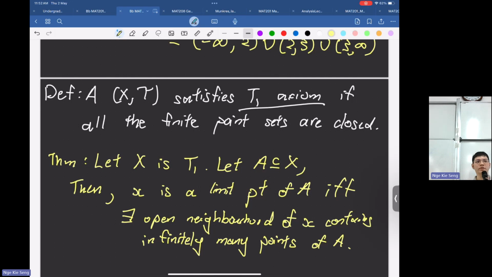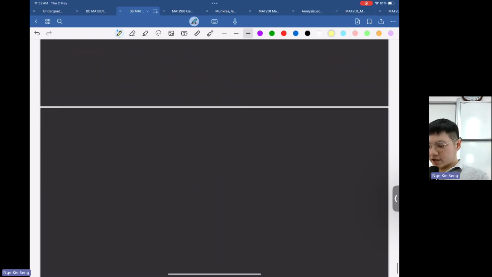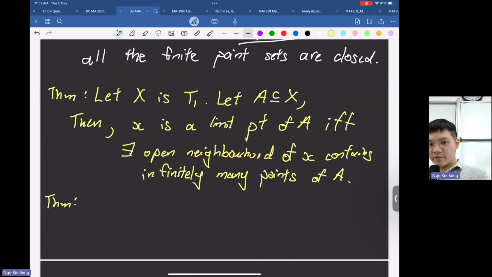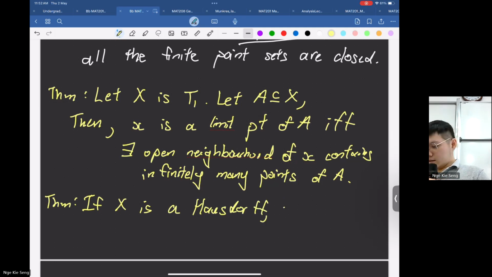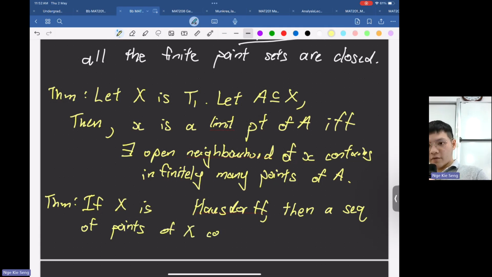We also have this kind of property, and the proof is a very simple exercise, so we will just keep it. But the point here is you need to try and relate back with your metric space, and to achieve this you really need T1. You don't even need Hausdorff. Before we finish up with this Hausdorff thingy, of course the main result of Hausdorff is: if X is a Hausdorff space, then a sequence of points of X converges to at most one point of X. So this is really what we started with.